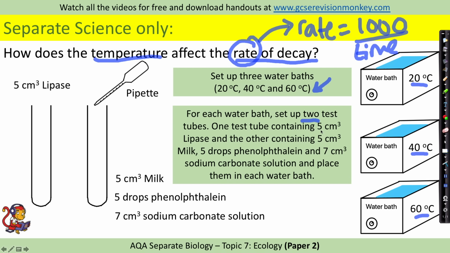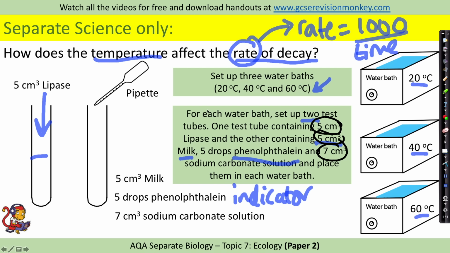One test tube containing 5 centimetres cubed of lipase, okay, so that will go in here. And the other test tube we're going to put in 5 centimetres cubed of milk, 5 drops of phenolphthalein, which is our indicator, and 7 centimetres cubed of sodium carbonate solution. All of these measurements we are going to measure out using a pipette, okay, because that can draw up a fixed volume and place it in our tubes for us. Now we're going to then place these into the different water baths.